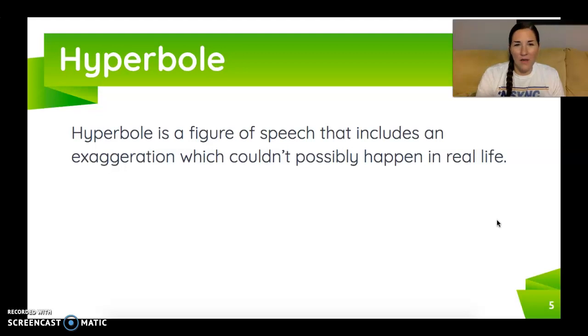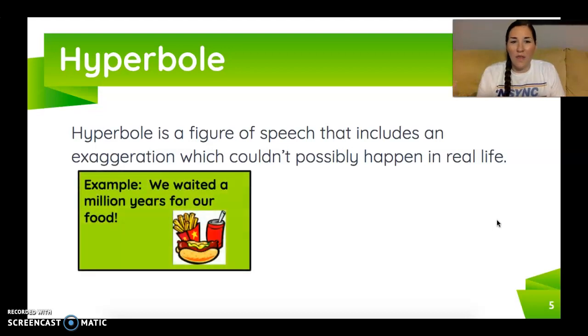Another example of figurative language is a hyperbole. And hyperbole is a figure of speech that includes an exaggeration which couldn't possibly happen in real life. And this is one that you probably use a lot or hear a lot, and you just didn't know that it's called a hyperbole. So here's an example. I might say that we waited 1,000,000 years for our food. Now, if I'm thinking about this, I didn't really wait 1,000,000 years because that couldn't happen, right?